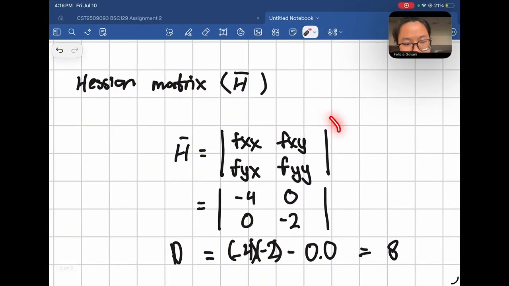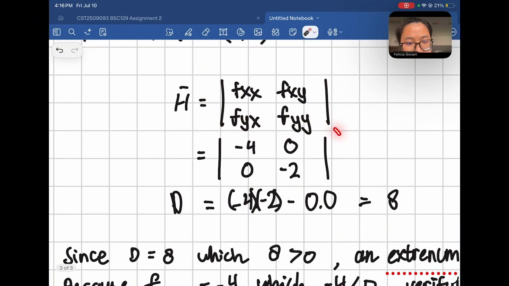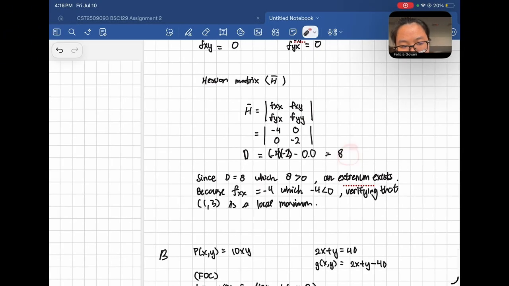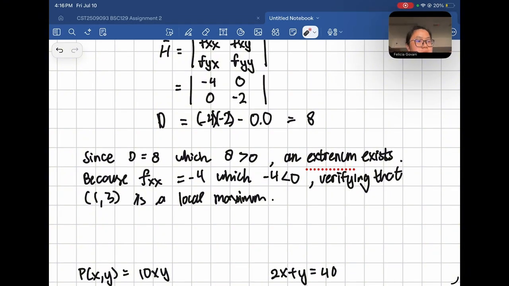The formula is here, and we just substitute all the numbers, and after that we find the determinant. The determinant is 8. Since the determinant 8 is more than 0, there is an extremum, so we can call it a maximum point. Also, the second derivative with respect to x is minus 4, which is less than 0. So it means that you can verify that critical point (1, 3) is a local maximum.